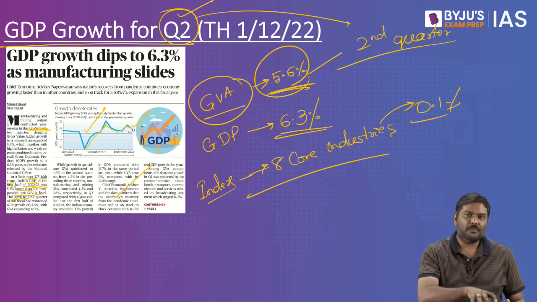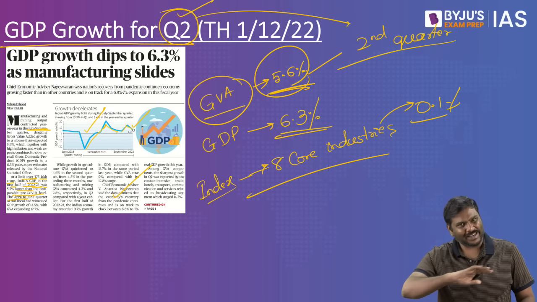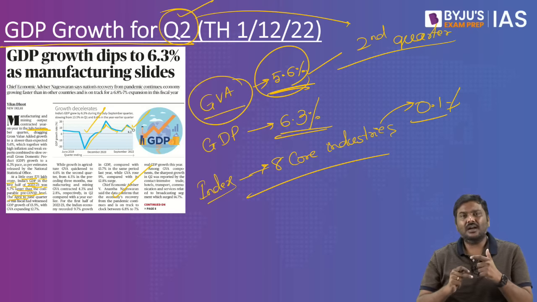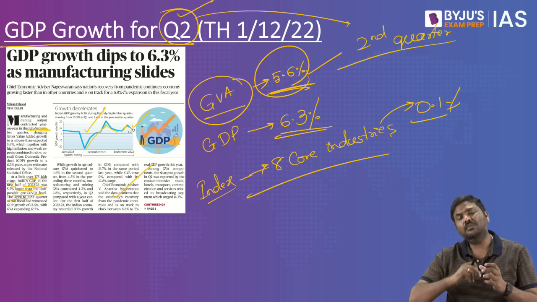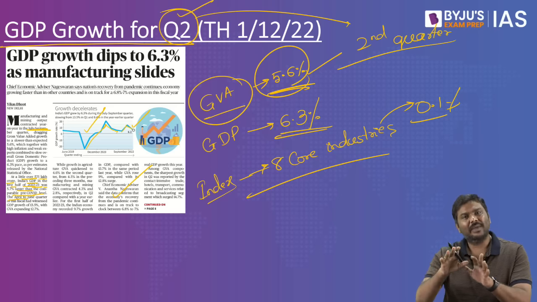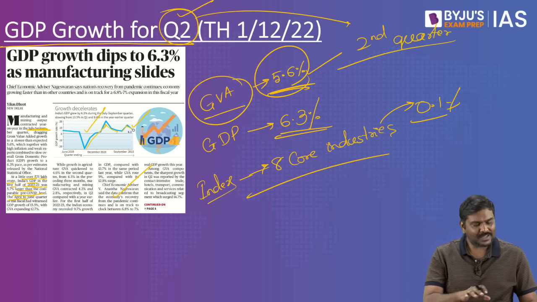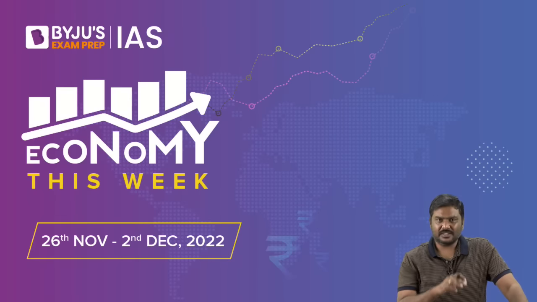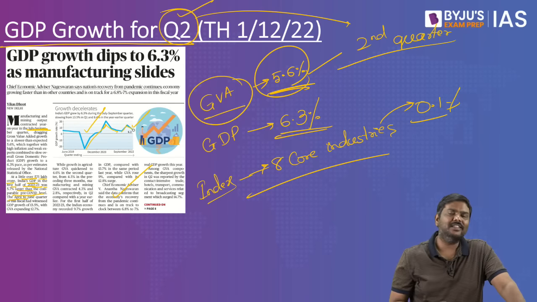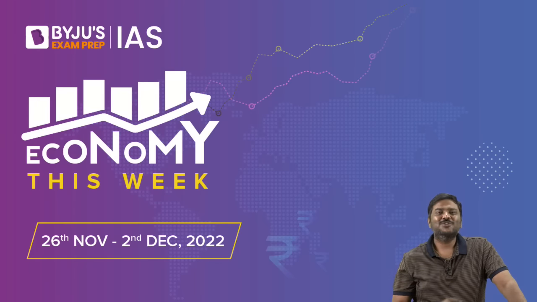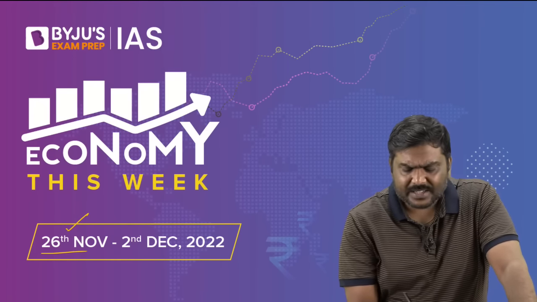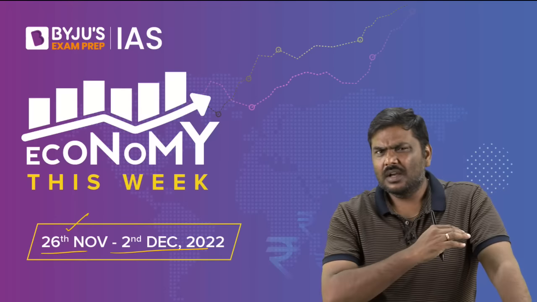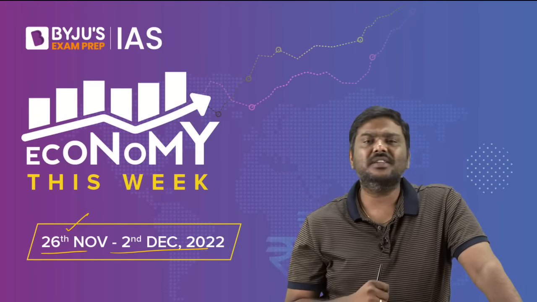So these are some of the points. Beyond this, please don't memorize any data related to this. Quarter-wise data will keep on changing, and by the time you write the exam, one or two more quarters of data will be available to you. So these are certain important points regarding the articles provided here. These are all the relevant articles from 26th November to 2nd December which have appeared in different business-related newspapers.